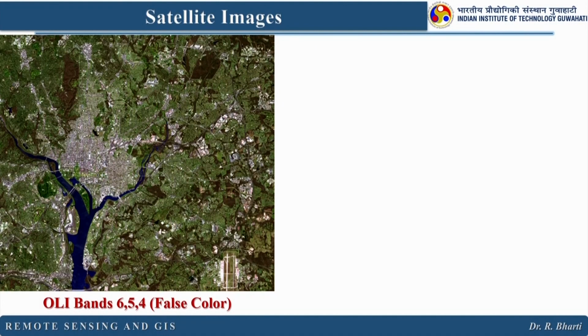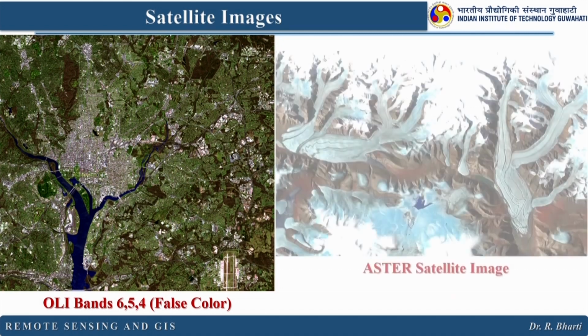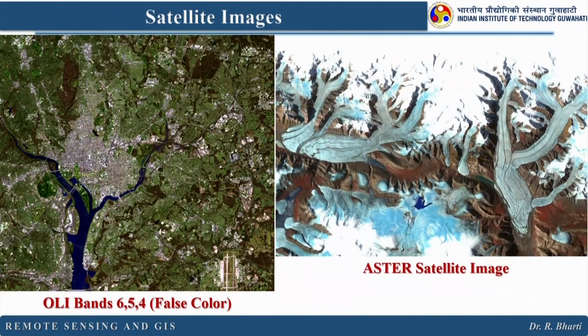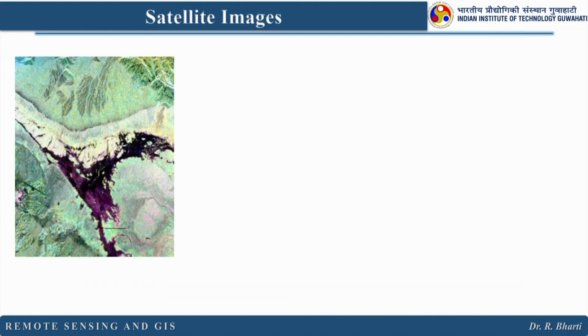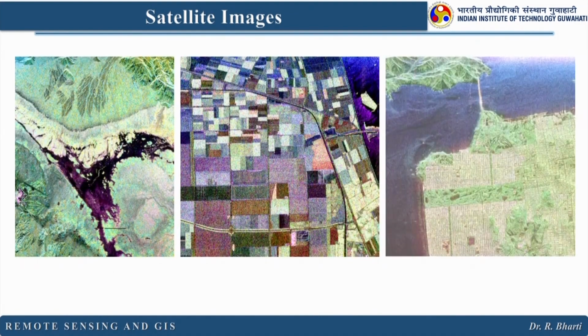Now, these are a few examples of satellite images. You can find these easily on Google. You just write the sensor name and sample data, and you can access all these sample images. Here the first one is OLI band, on the right hand side is an ASTER image where you can see some glaciers, and this is an example from IKONOS data. Then this is an example from microwave.